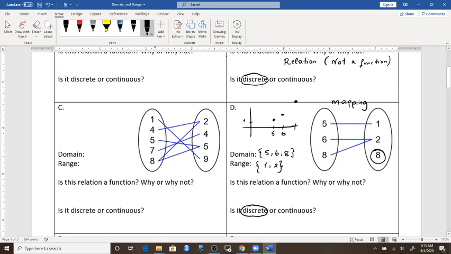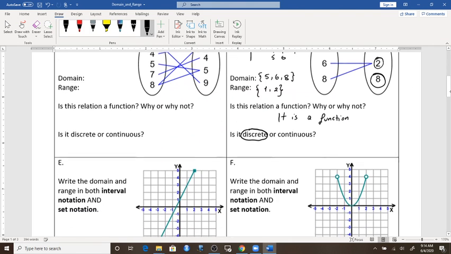Is this a relation, or can we say it is a function? So the question is, does each input match with exactly one output? Yes, because 5 matches only with 1, 6 matches only with 2, 8 matches only with 2. So we have the same output here for 2 different inputs, but each input goes into exactly one output. So yes, this is a function.